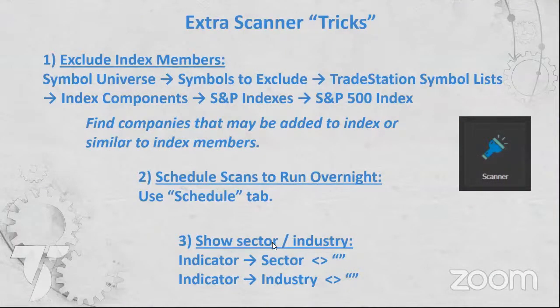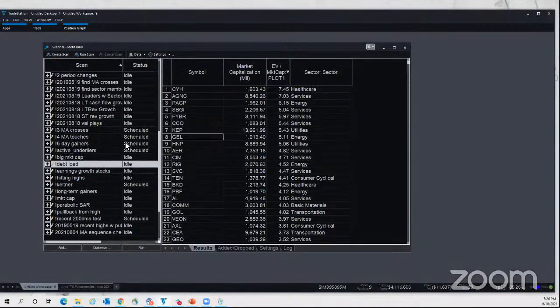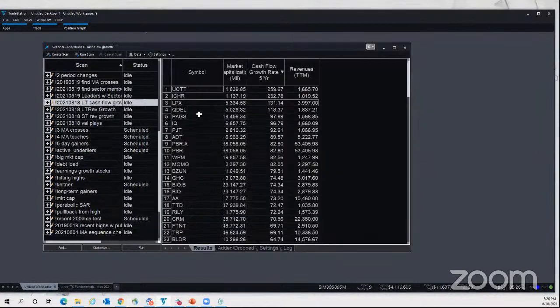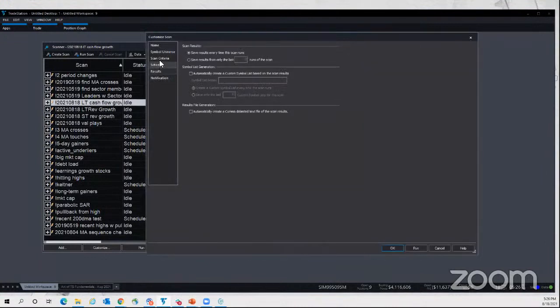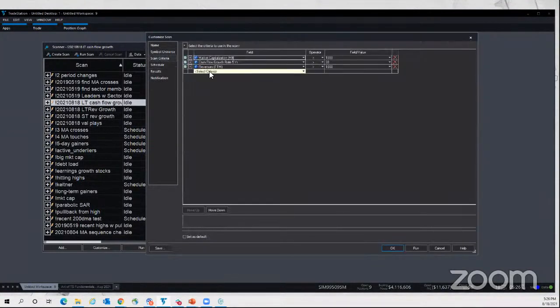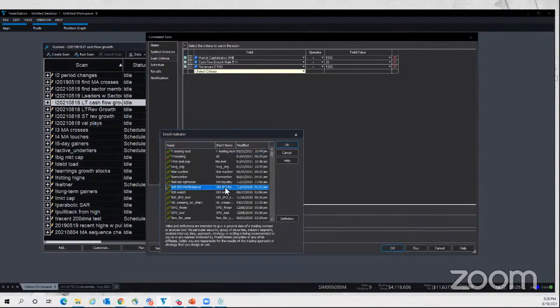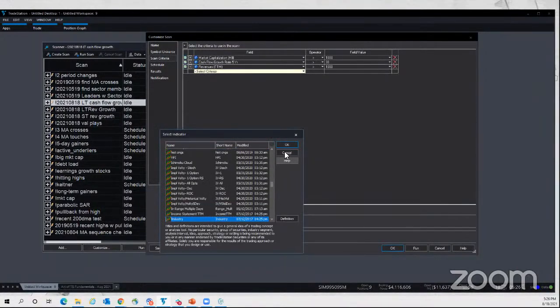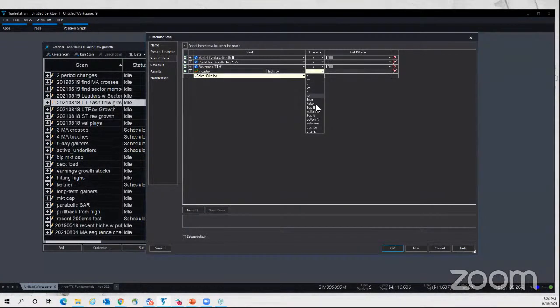The other thing is that if you want to just look at a set of companies, if we go back to like long-term cash flow growth, look at all these. You look at these companies. I don't know what this is. I'm confused. What is this? Look at this trick. What you can then do is go to scan criteria. You can go to indicator, and you can go to industry, and then you can say is not quote quote.